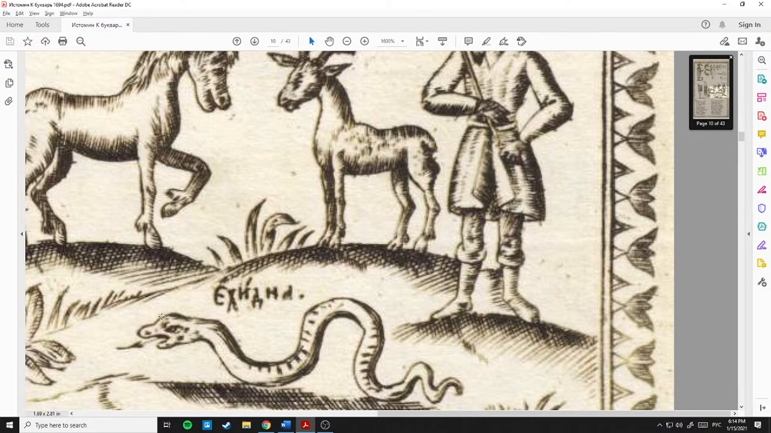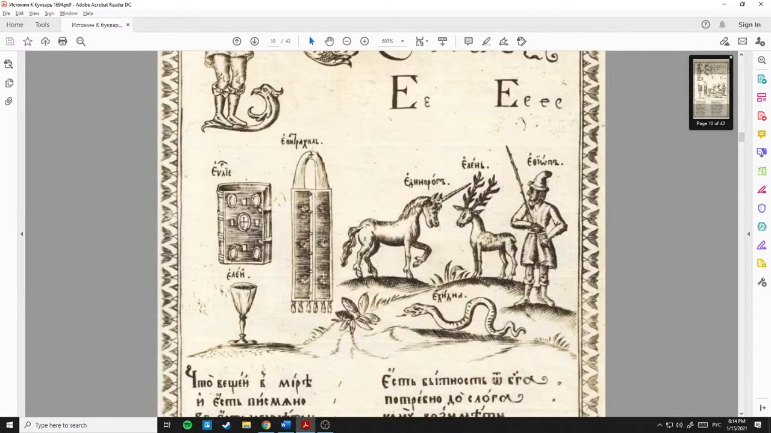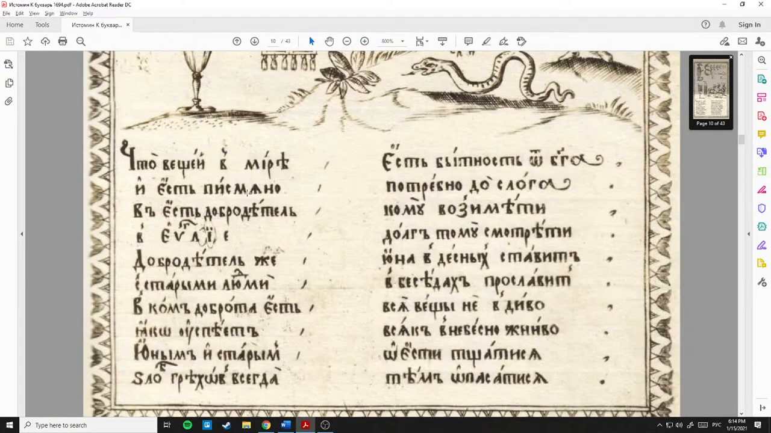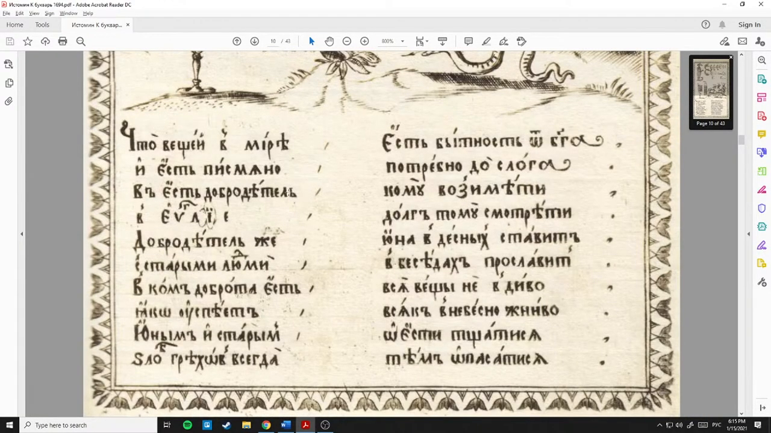This was copied into Russian. So Russian already had a word for snake, which is zmi or zmiya. But echidna was only used for poisonous snakes. And that is all of the pictures, I believe, in this part. We go on to the text. It's going to be nice.